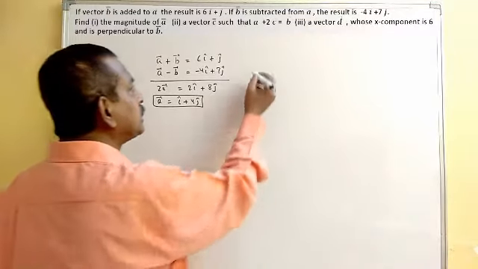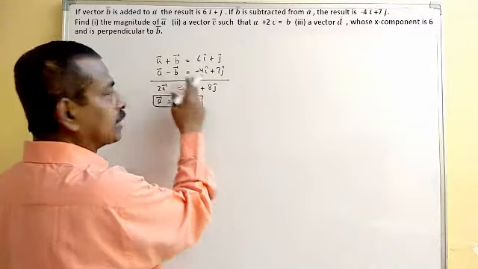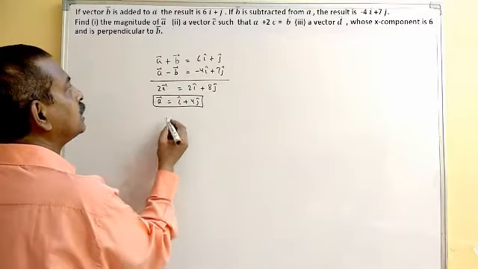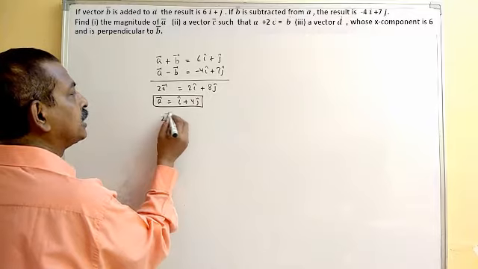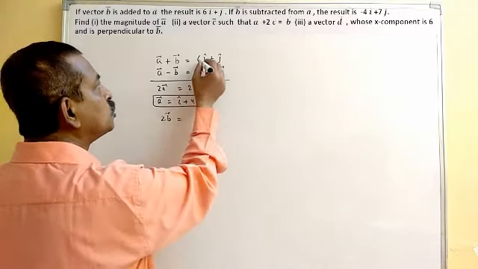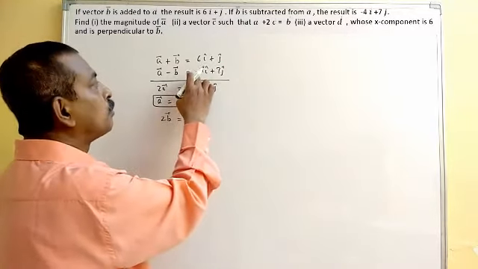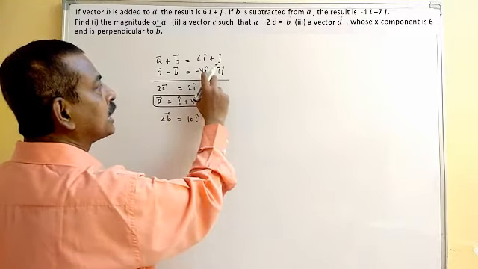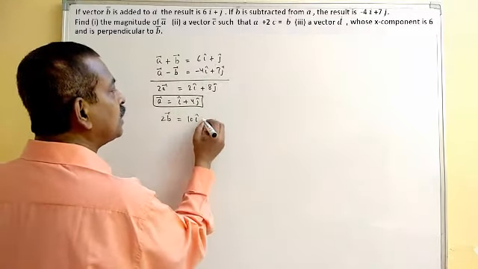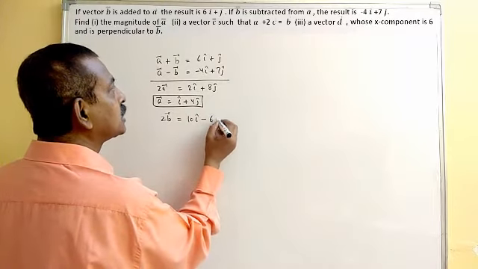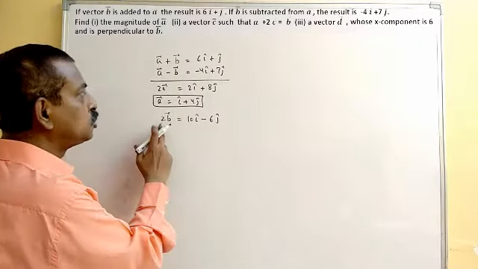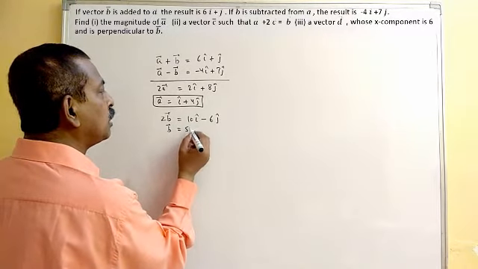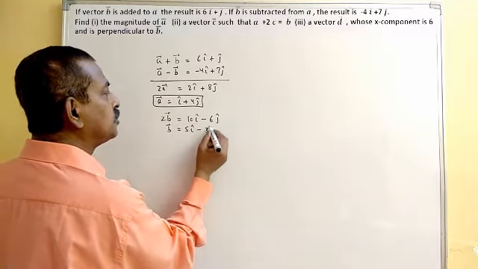Second case is, if you subtract, in that case what will you get? If you are subtracting it, 2b vector will be equal to 6 plus 4i, that means it is your 10i. If you are subtracting, this is your minus 7j, so this is your minus 6j. This is 2 times vector b. So vector b will be equal to 5i minus 3j.